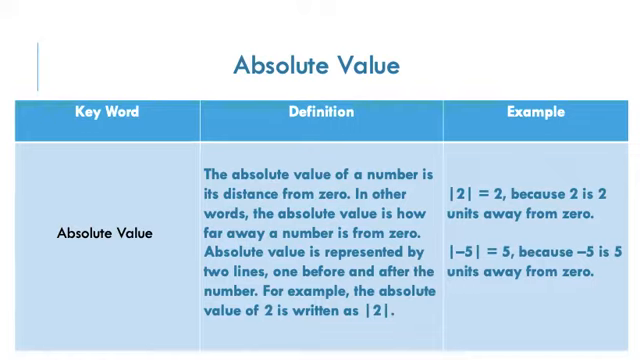So the examples include that the absolute value of 2, so that's how we would read this, is equal to 2 because 2 is 2 units away from 0. The absolute value of negative 5 is equal to 5 because negative 5 is 5 units away from 0.